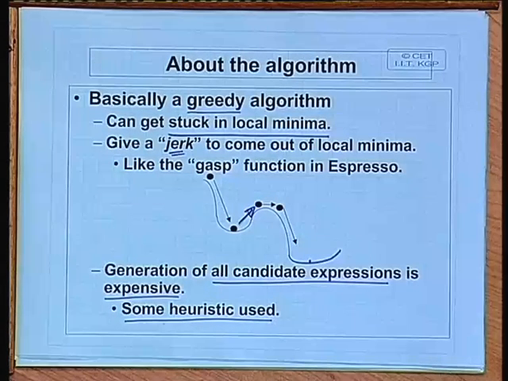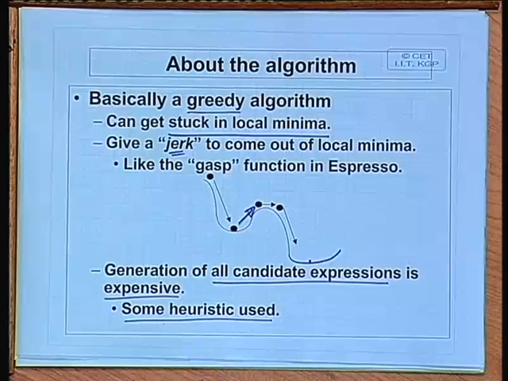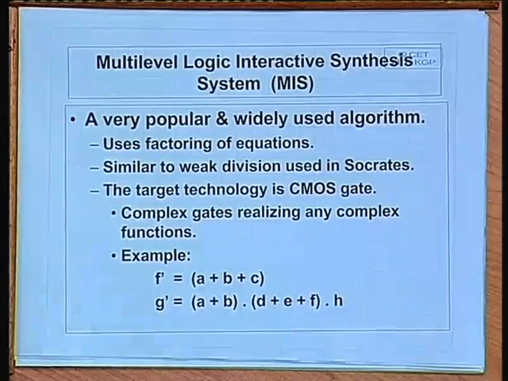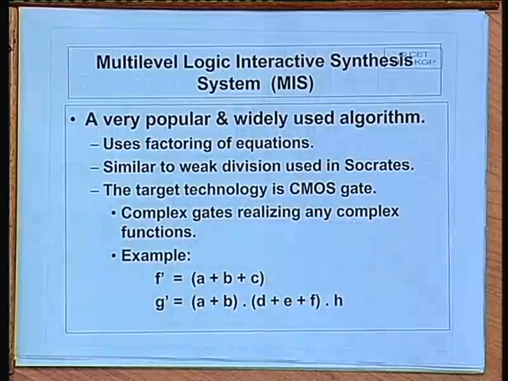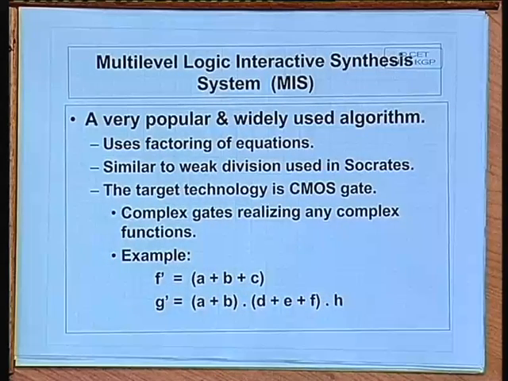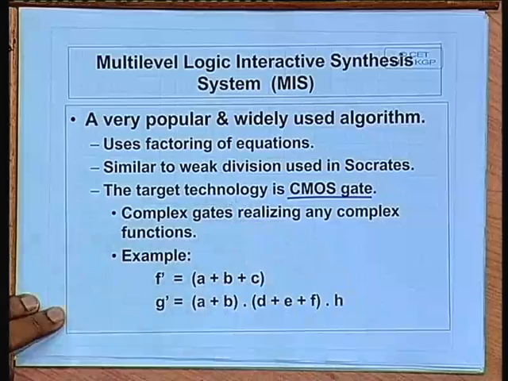Now, in fact, there are many multi-level optimization packages that have been reported and are used, and one of the methods I am mentioning very briefly is one of the more successful and the most popularly used methods. This is called MIS, Multi-Level Logic Interactive Synthesis. Now, this MIS also uses factoring of equation just like that weak division we just mentioned. And one thing out here is that this MIS specifically targets CMOS gate as the target technology.